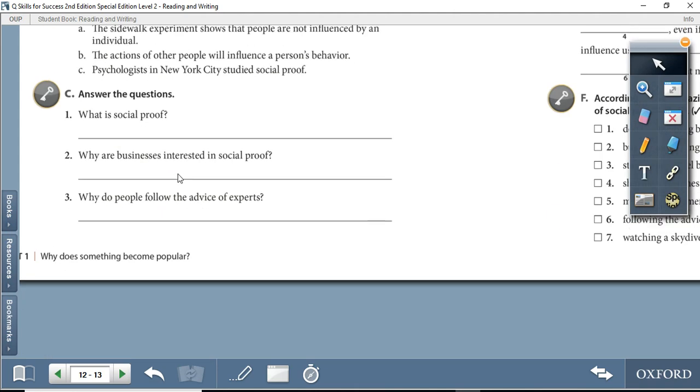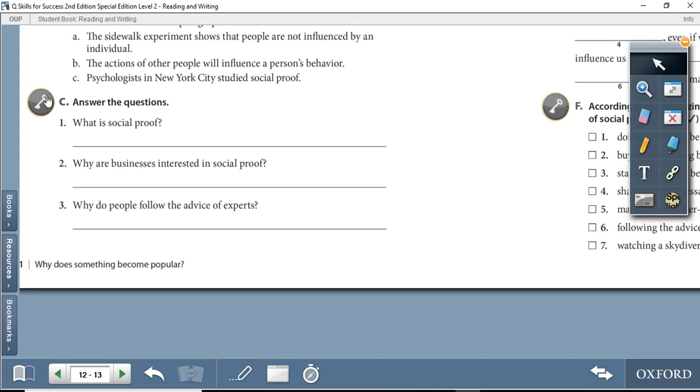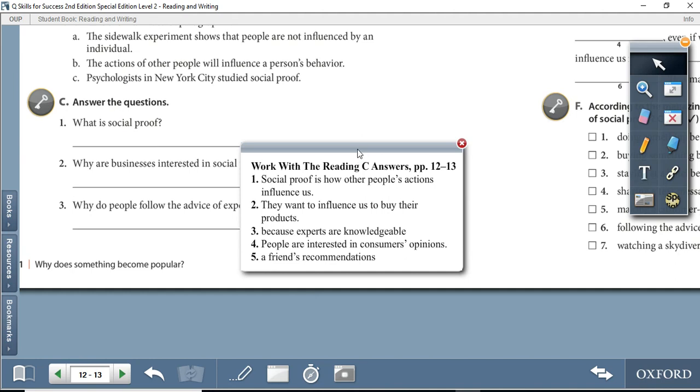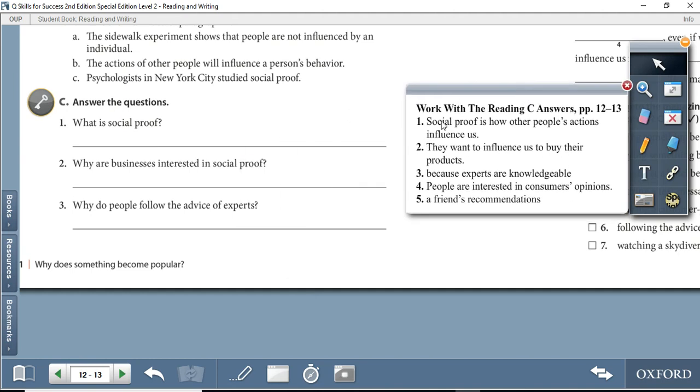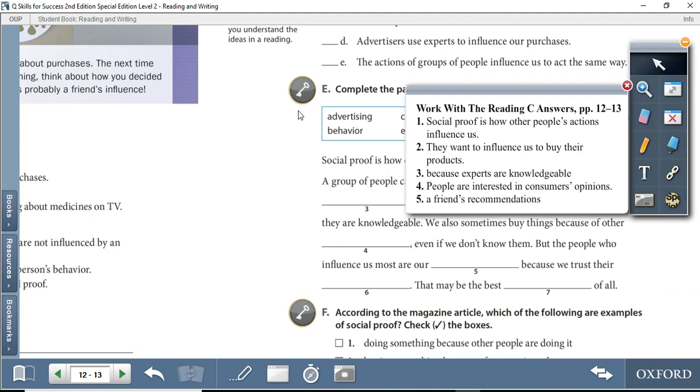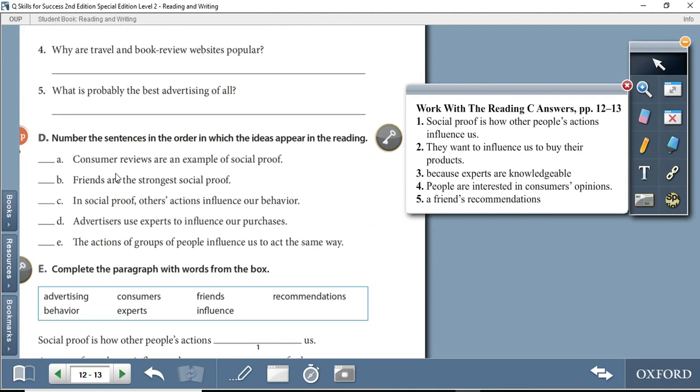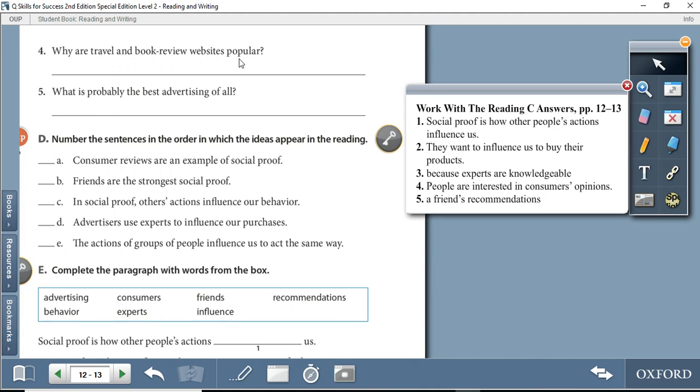In activity C, you need to answer the following questions. Question 1. What is social proof? Social proof is how other people's actions influence us. 2. Why are businesses interested in social proof? They want to influence us to buy their products. 3. Why do people follow the advice of experts? Because experts are knowledgeable. And question 4. Why are travel and book review websites popular? People are interested in consumers' opinions.